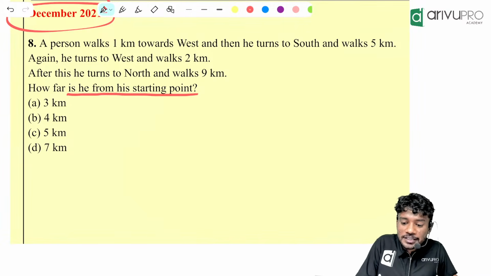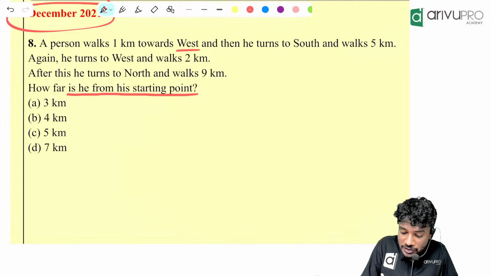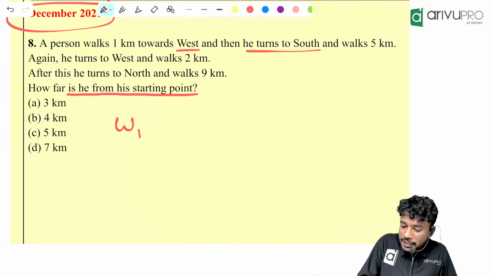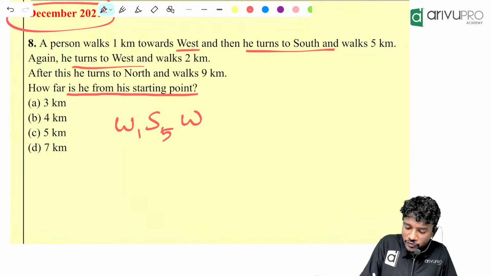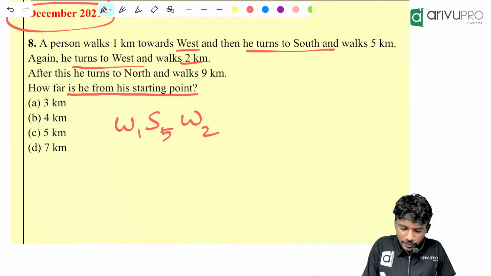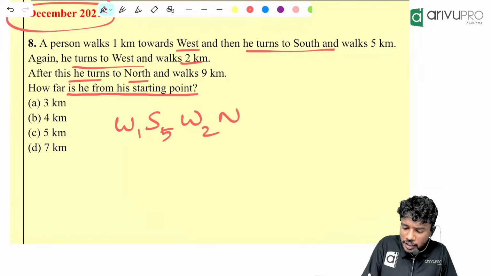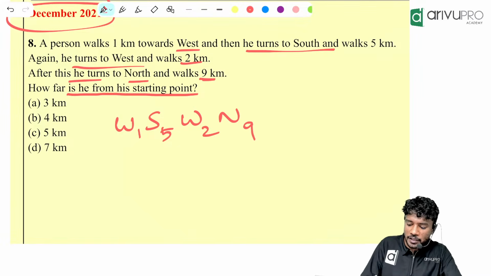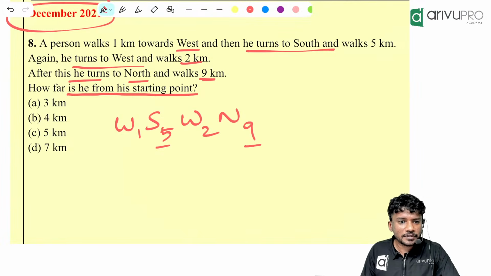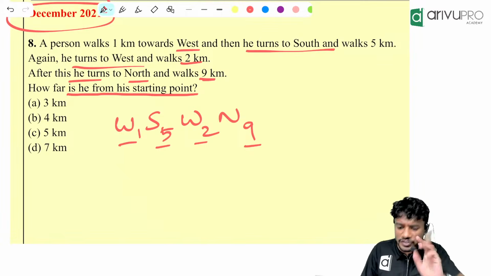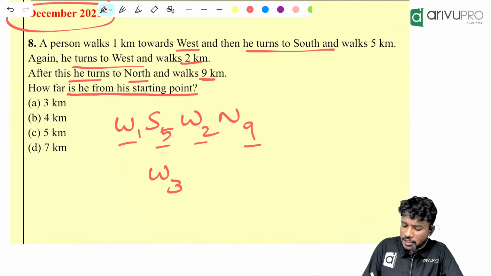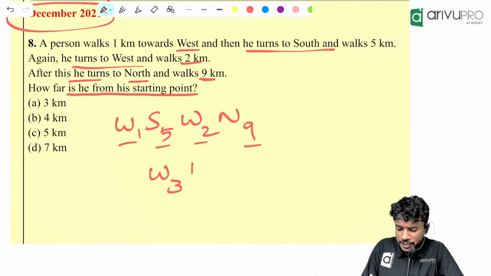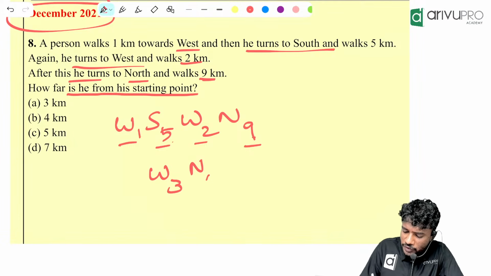A man walks 1 kilometer west. Then he turns south and walks 5. After that he walks west 2 kilometer. After that he turns north 9 kilometer. Very, very easy. Tell me, people. South and north are opposite. Correct? West and west are the same direction. West 1 plus west 2 will become west 3. South 5 and north 9 will become north, the bigger value. 9 minus 5 is 4.